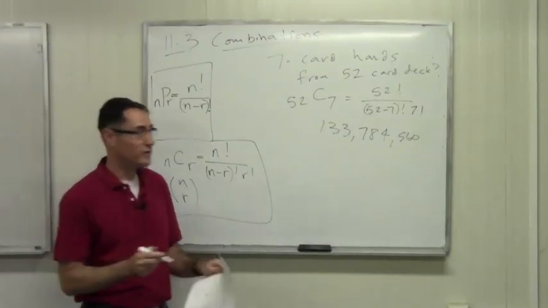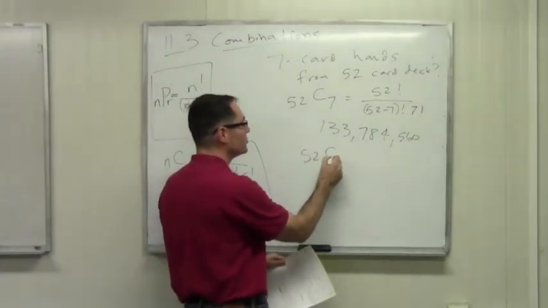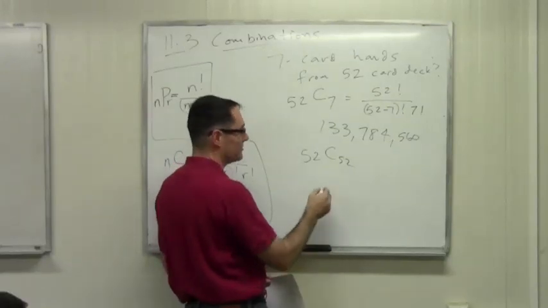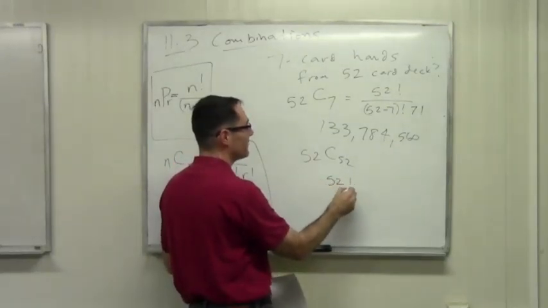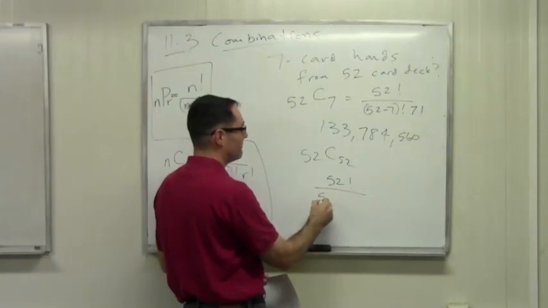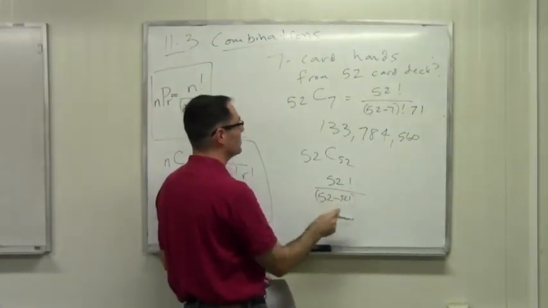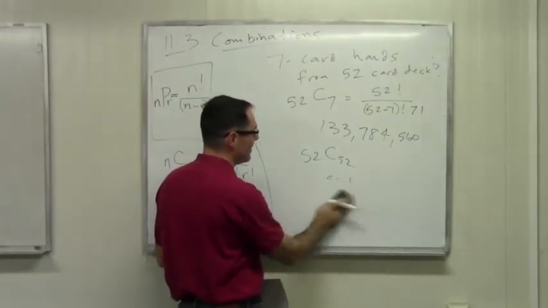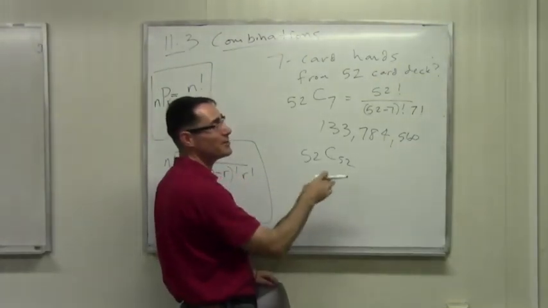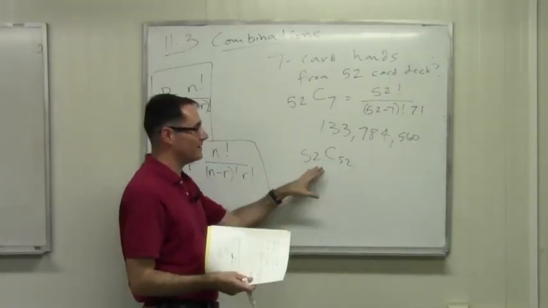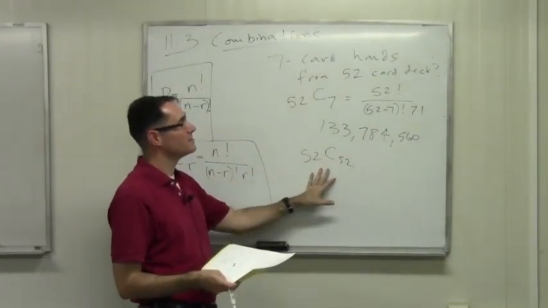It's only 52 cards. 52 choose 52 is how much? I don't even know if your calculators can do this. 52 factorial divided by 52 minus 52 factorial. Whoops, that's not what it is. Sorry. 52 combination 52, how many different ways can you make? All of them, right? So in this one is how many?